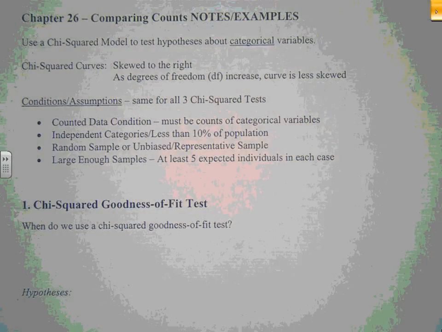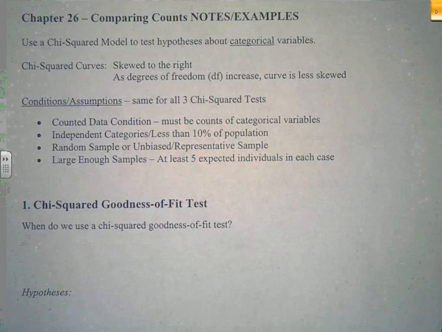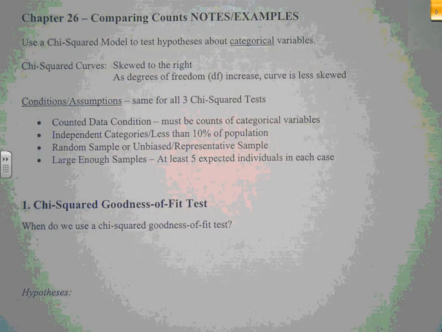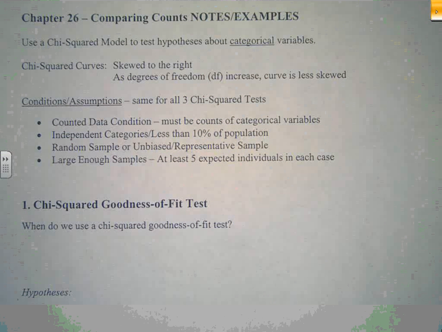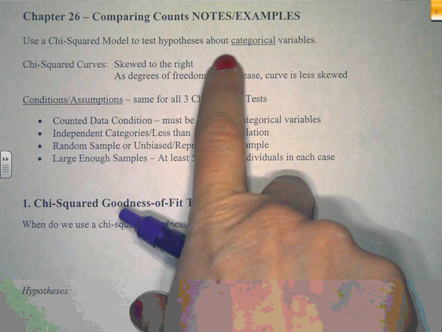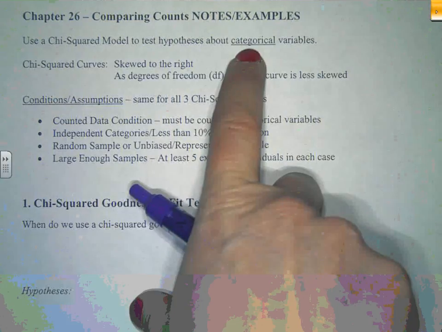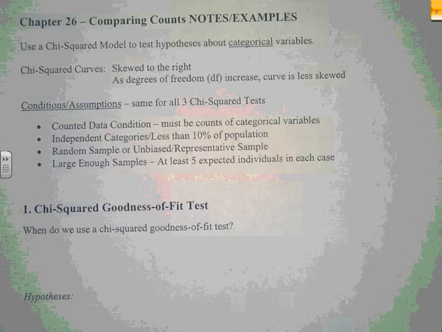Okay, so we have 2 chapters left, which is 2 more types of inference. The chi-squared test, the chi-squared model, tests hypotheses about categorical variables. So everything we've done so far has been quantitative variables, not categorical variables.